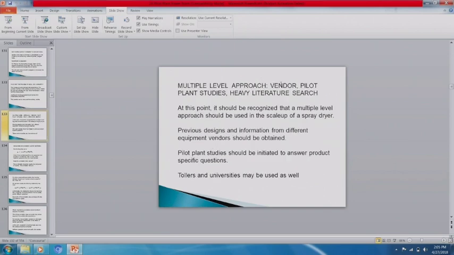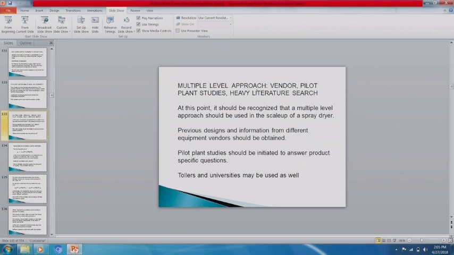If I was to do the scale up of a spray dryer, I would do a multi-level approach. I would have a vendor do some studies for me with their spray dryers. I would do my own pilot plant studies. I would do my whole heavy literature search.